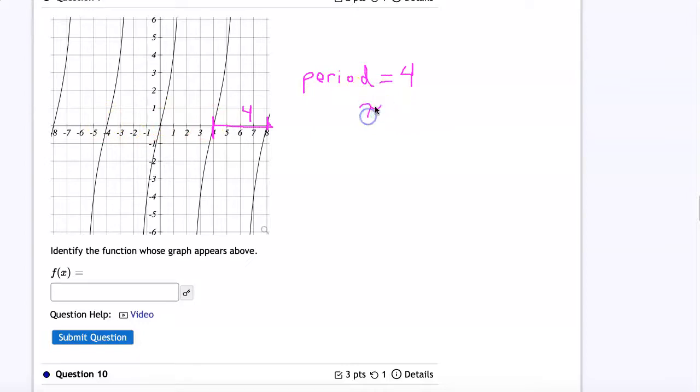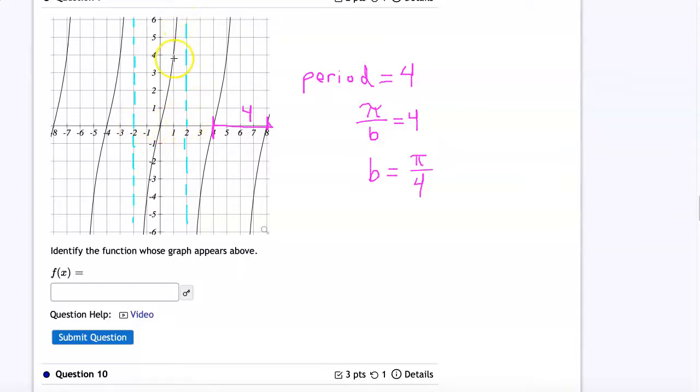Now tangent and cotangent are different, in that instead of 2 pi divided by b, we have pi divided by b, because the standard period for tangent and cotangent is actually a single pi. So that means that our b value is going to be pi divided by 4. Okay, so next let's look at the graph more closely. Knowing that the period is 4, I went ahead and put the asymptotes in for this middle copy. 2 to the right, 2 to the left, that's a total of 4.